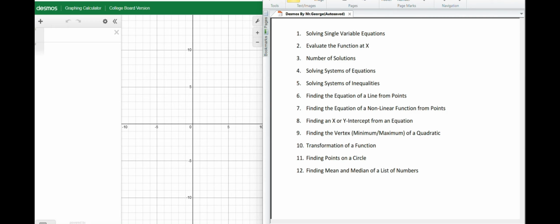Hello guys, I made a collection of topics on using the calculator Desmos.